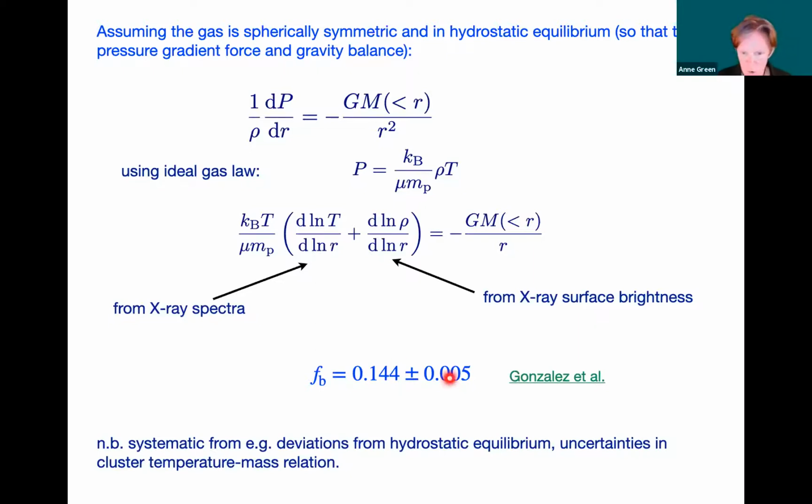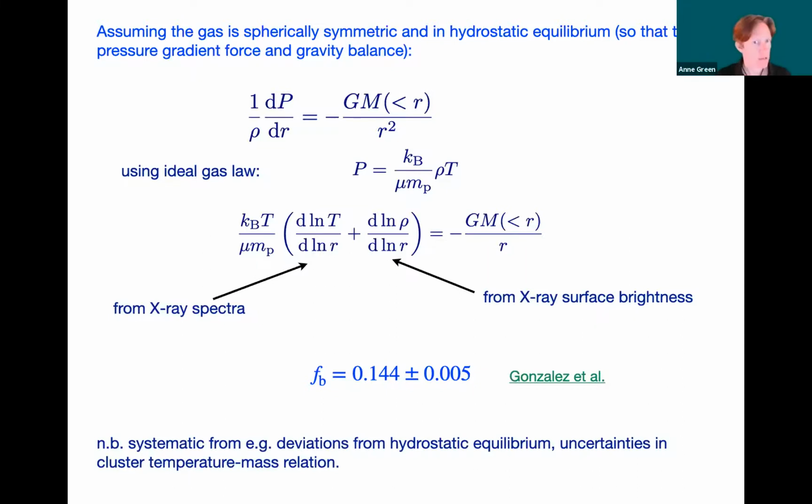This is a fairly small error. I must admit, I haven't double checked this. I expect that that's probably a statistical error. And so one thing to bear in mind with anything astronomical is there can be systematic errors too. And in particular, in this case, we've assumed the cluster is spherically symmetric. It might not be exactly in hydrostatic equilibrium, i.e. it could still be forming and evolving.